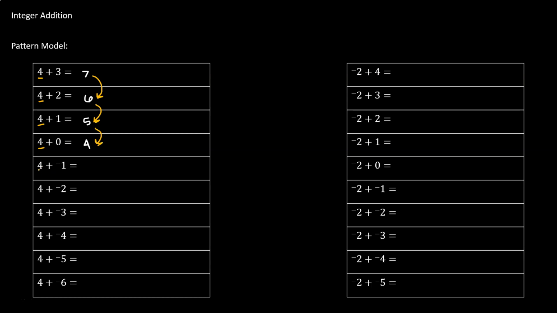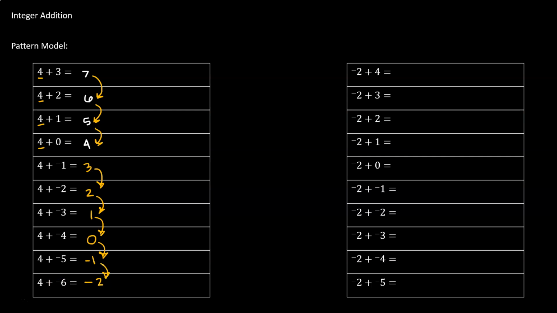So if we were to add 4 plus negative 1, we could say let's just continue the pattern, which would be 4 plus negative 1, we need to go down from 4. That would become 3. 4 plus negative 2, that would come down from 3, that would be 2. 4 plus negative 3, come down from 2, that would be 1. 4 plus negative 4, come down from 1, that would be 0. 4 plus negative 5, come down from 0, that's to the left of 0, we'd get a negative 1. 4 plus negative 6, come down from negative 1, that would be a negative 2.